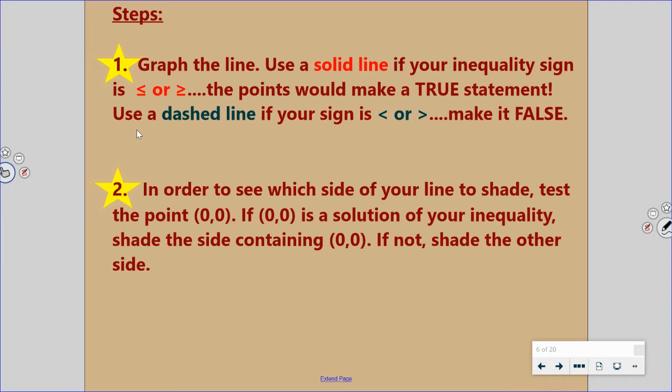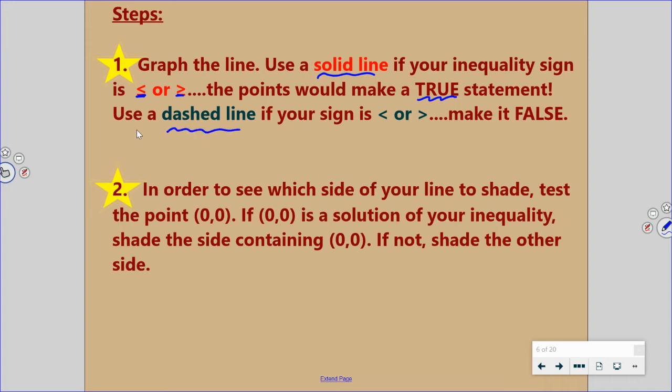Step 1, just graph the line. Use the skills, either using a t-chart or perhaps more efficiently using the y-intercept and the slope to graph the line. Now, you will use a solid line if your inequality sign has the or equal to, less than or equal to, or greater than or equal to. Because, as I will show later, all the points on the line do in fact make true statements. If they're solutions, we got to color them in and point out that they are solutions.